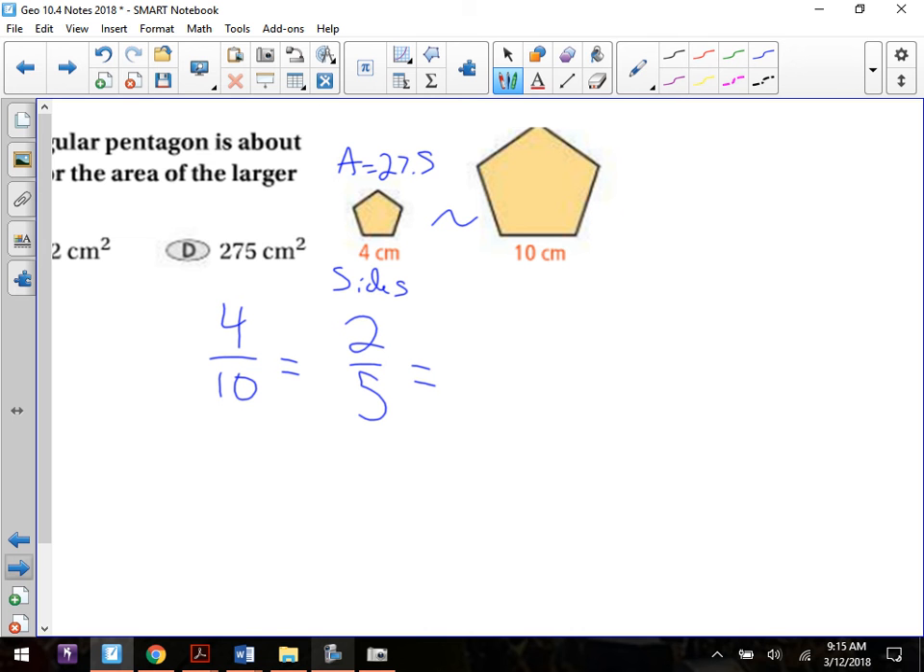If your sides have a ratio of 2 to 5, what would the areas have a ratio of? 4 to 25. Very good. So the area would be 4 to 25. Now I'm going from left to right. Small is on the top, big is on the bottom. If I know the area of the small one is 27.5, does that go in the numerator or denominator? Numerator.